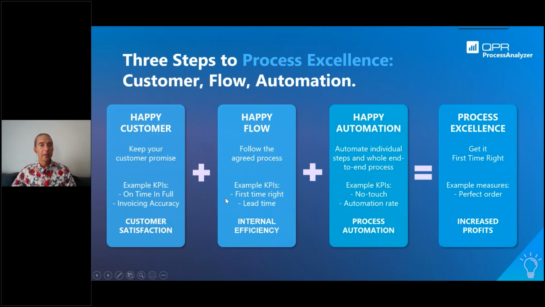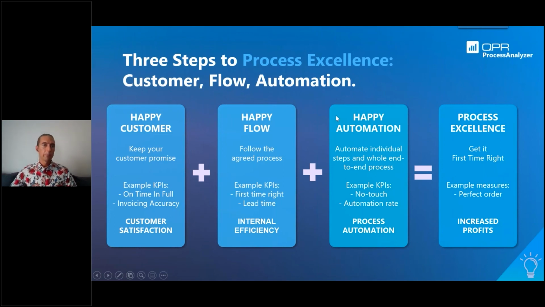Then the happy flow would be something that measures how things were done inside the company, taking into account all the manual activities and all the bot activities. So is there a lot of rework? Basically, you measure, is it first time right? And are the lead times good? So if it's first time right, things went as they were supposed to go, and lead times are short, then it's typically a happy flow internally.